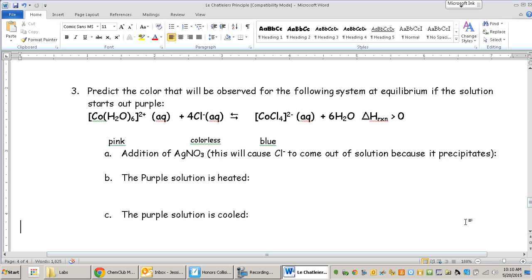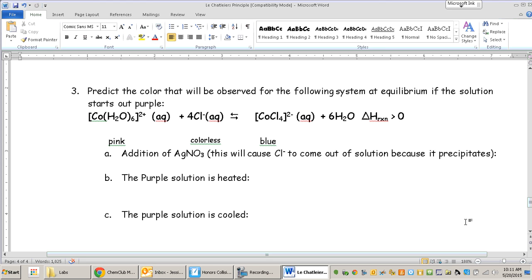You have to say, oh, can this influence one of these guys in the reaction? Yep. It can precipitate out chloride. Precipitating out chloride means chloride goes away. I need to remake it. I go back towards chloride. Got it? So that is called the common ion effect. There's something in common that they have. So in that first one, addition of silver chloride should cause a color change back to pink.